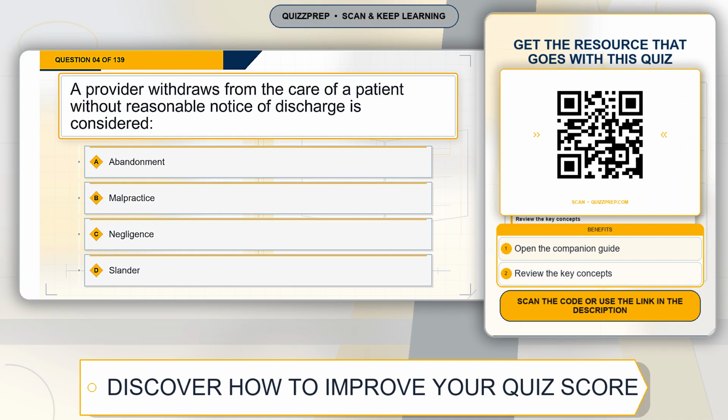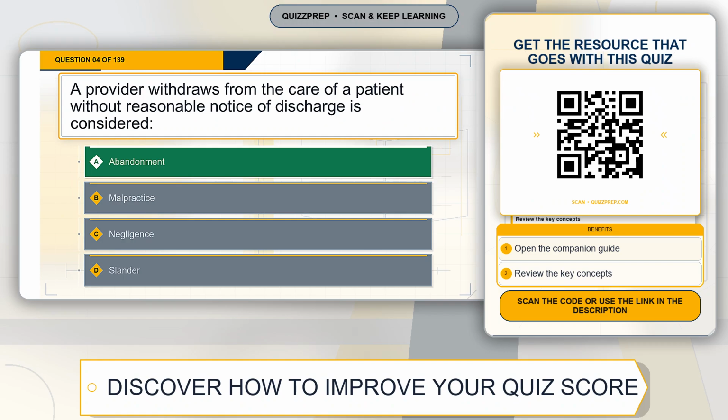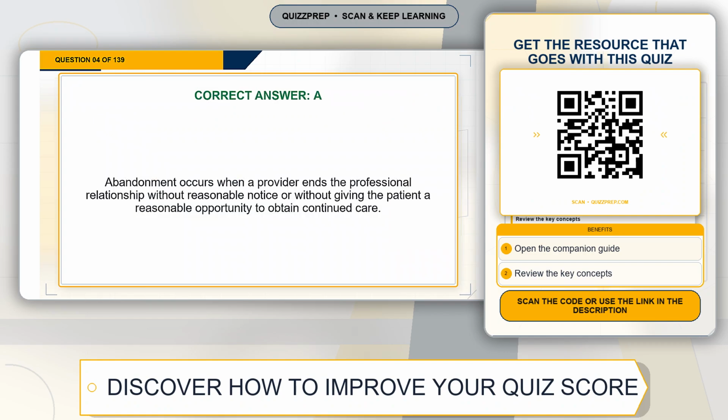Question 4. A provider who withdraws from the care of a patient without reasonable notice of discharge is considered: Option A, abandonment. Option B, malpractice. Option C, negligence. Option D, slander. The correct answer is option A, abandonment. Explanation. Abandonment occurs when a provider ends the professional relationship without reasonable notice or without giving the patient a reasonable opportunity to obtain continued care.